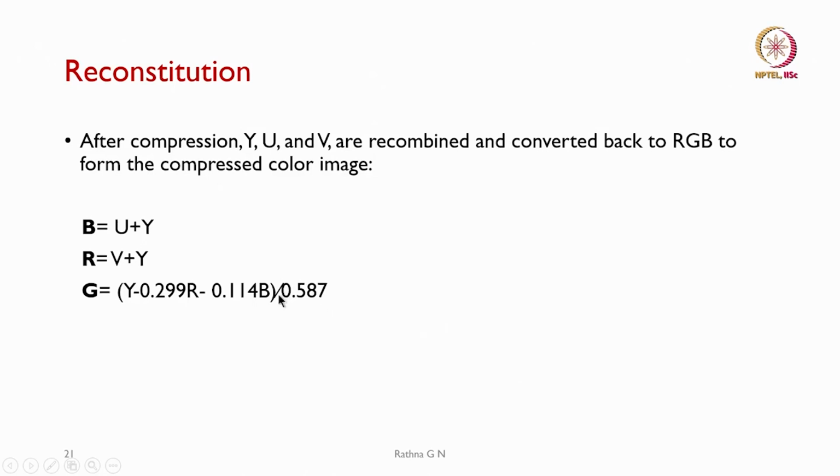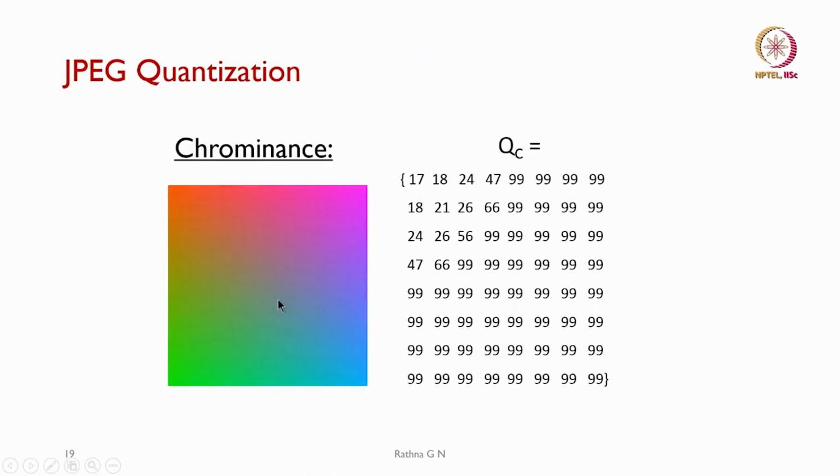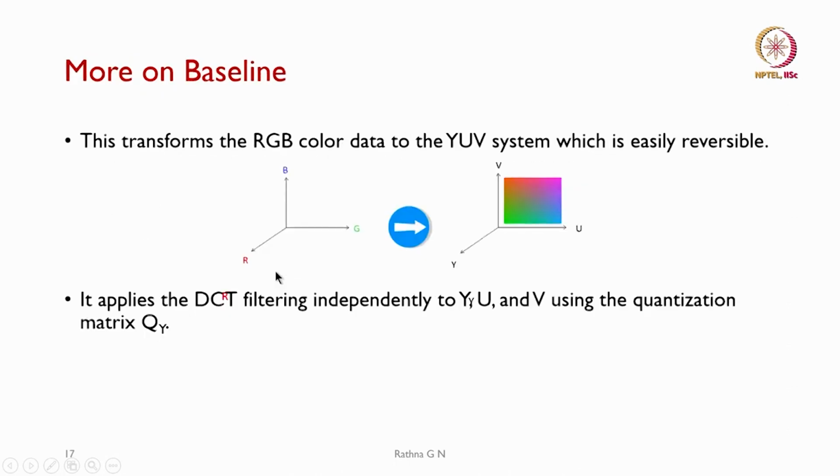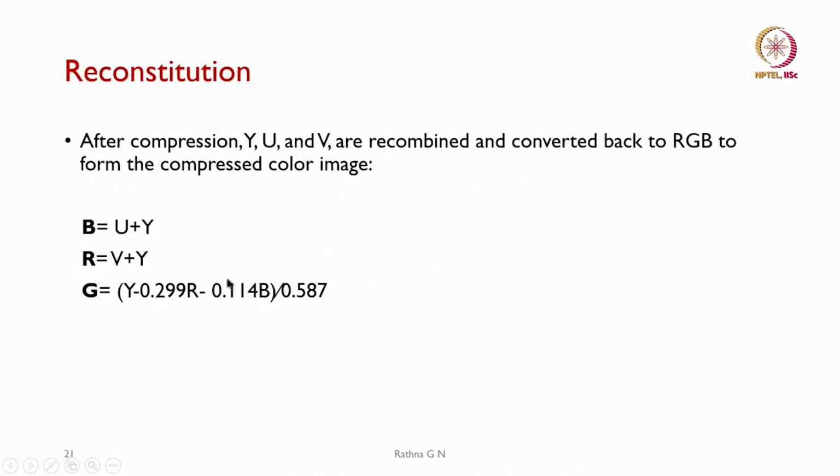So, what is it? In the equation, this is my Y. So, you will be doing 0.587 G equals, transforming these into the other part of it. That is why you get Y minus 0.299 R minus 0.114 B, and to get G we have to divide this by its weight, that is 0.587. So, this is how you will be reconstructing your green.